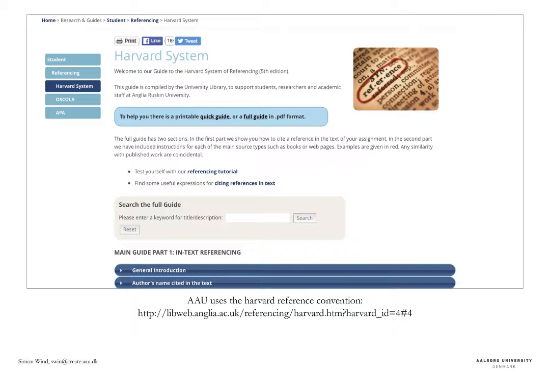At Aalborg University, we normally use the Harvard referencing style. So all project reports that are produced at Architecture Design need to be formatted in the Harvard style. You can find more information about the Harvard referencing style convention at this webpage.